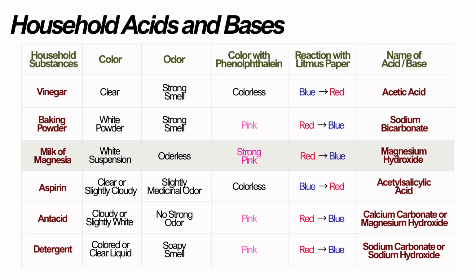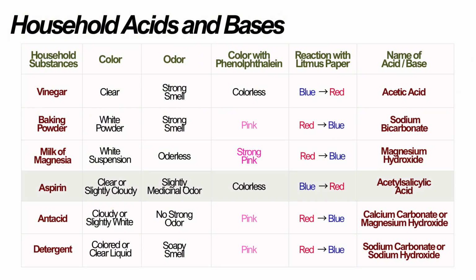And then milk of magnesia. It is a white suspension in color, it is odorless, and when reacting with phenolphthalein, it is a strong pink. And when reacting with litmus paper, it's just the same with the bases. It turns red litmus paper blue and has magnesium hydroxide as a base. And then aspirin, it is clear or slightly cloudy with a slightly medicinal odor, and when reacting with phenolphthalein, it is colorless, and then when reacting with litmus paper, it turns blue litmus paper red and has acetylsalicylic acid.